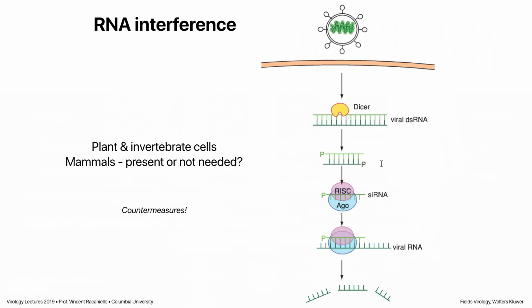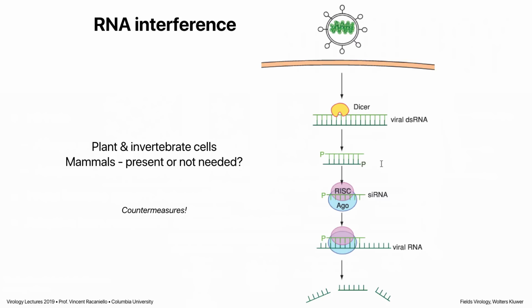Now, we know this happens in plants. We know this happens in invertebrates. In fact, that's where it was first discovered. We're not sure about mammals. There's a controversy in the field over whether RNA interference is actually an antiviral mechanism in mammals or not. And we may not need it because we have developed protein-based immunity. This is RNA-based immunity. And mammals may not need it because we have adaptive responses that are quite sophisticated. So right now, we're not sure.